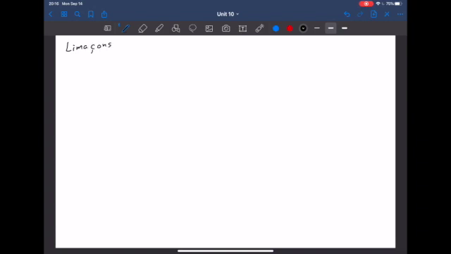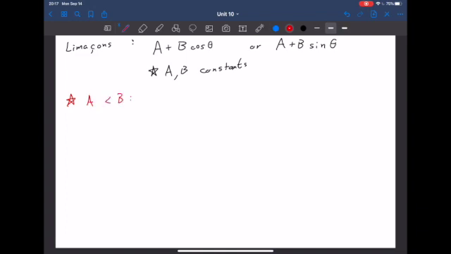We have A plus B cosine theta, or A plus B sine theta. A and B are constants. There's going to be a lot of stuff that happens here, depending on how their ratio goes. So, for instance, if A is less than B, we have an inner loop.